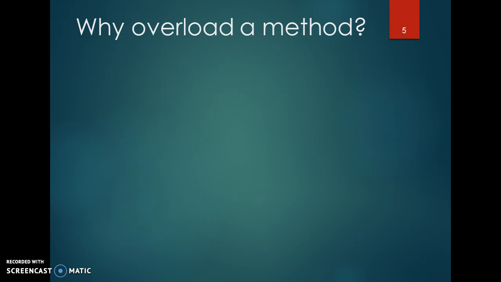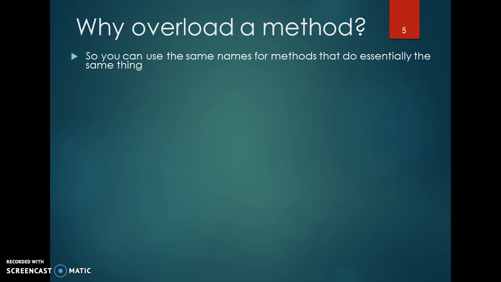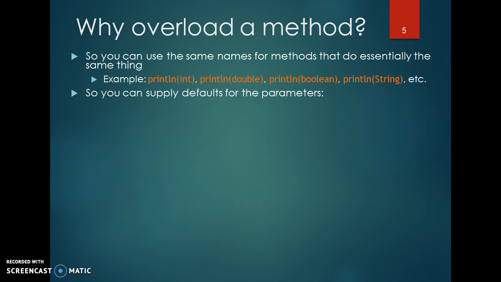So now the question arises: why should I go for overloading a method? We should go for overloading so that we can use the same names for methods that do essentially the same thing. For example, println integer, println double, println boolean, println string, all of them are supposed to print something, but all of them print different things. So all of them should intuitively have the same name with different parameters. You can also supply defaults for the parameters like this.